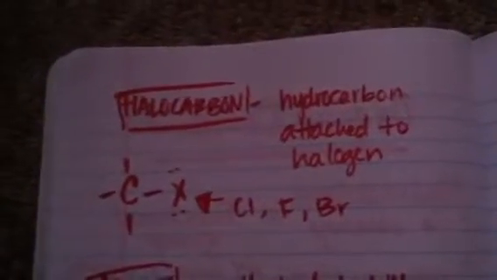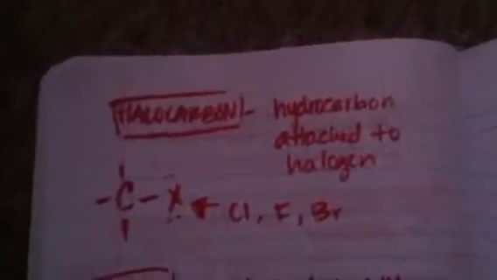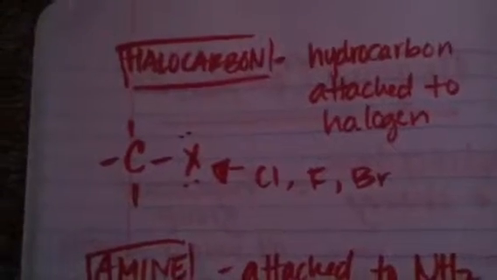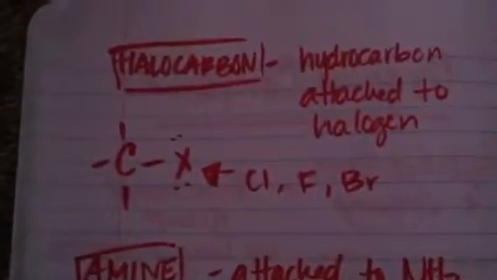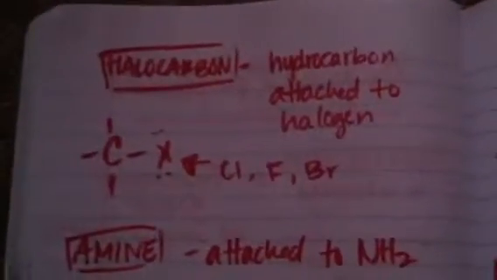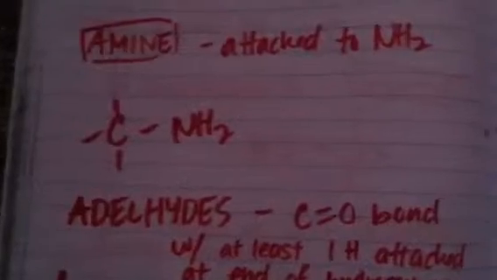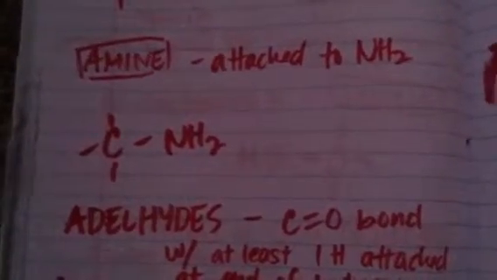Next, we have a halocarbon, which might sound familiar because it sounds like halogen. That is when a hydrocarbon group is attached to a halogen. That makes sense, right? So we have a hydrocarbon group attached to X, which could be chlorine, fluorine, bromine, or any other halogen that there is. And next we have amine, which is simple. It's just when a hydrocarbon group is attached to NH2.